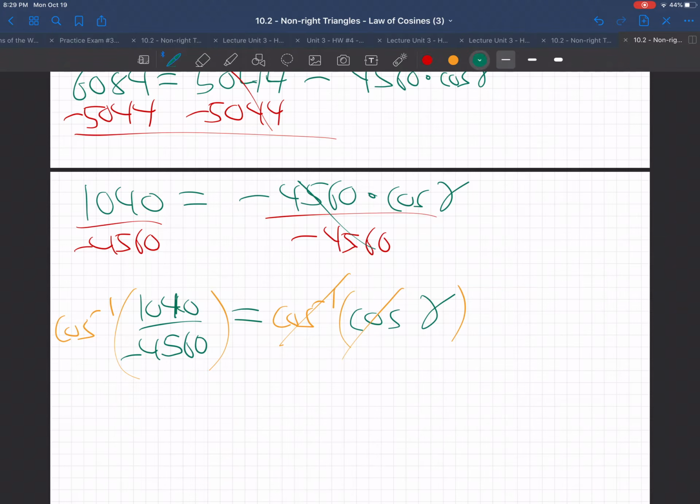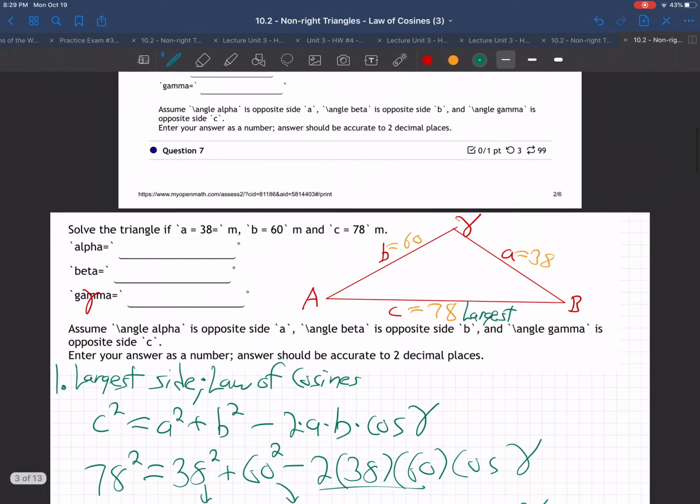Okay. Where does that leave us? That leaves us with no more cosine. We canceled out the cosine. Gamma equals the cosine inverse of it, and I'm getting 103.18348 degrees. All right, we got gamma, 103.18348 degrees. Whew, a lot of work for gamma.